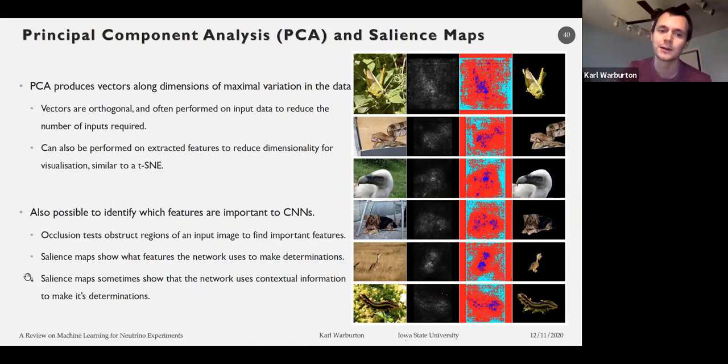You can also ask the network to make salience maps where it tells you what features it's using to make the determinations. And here on the right, you can see that for this grasshopper, it's very clearly identified the grasshopper, and you can see where the density of the pixels are that it's using to make that determination. So here for this goose swan thing, you can see that it's quite heavily focusing in on where its eye is. Yeah, and that can be very useful for determining how your network is learning to do these identifications.